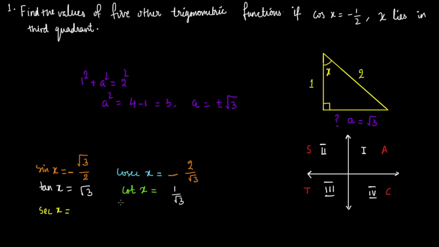Now finally we have sec x. So this is just a reciprocal of cos x, right? So we can just write minus 2. Okay, and there we have our answers.